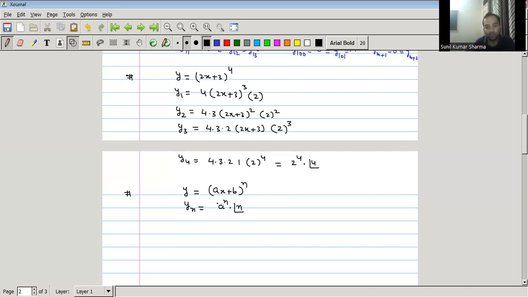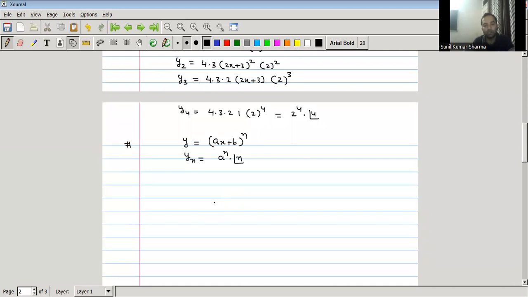If you agree that this is the correct answer, then it's good. If you disagree with this, then what I suggest is you try to find y1, then y2, then y3, and after continuing the same process, you try to find yn. And after finding the nth derivative, you find that the result is n factorial into a to the power n, or a to the power n into n factorial. Okay. So now come to the result.